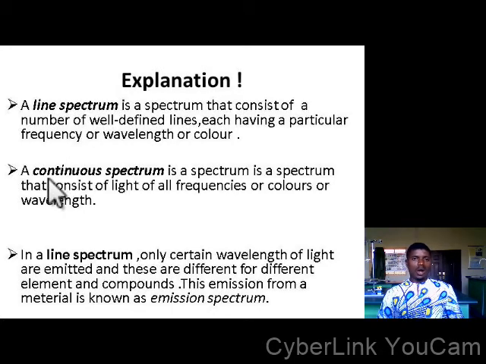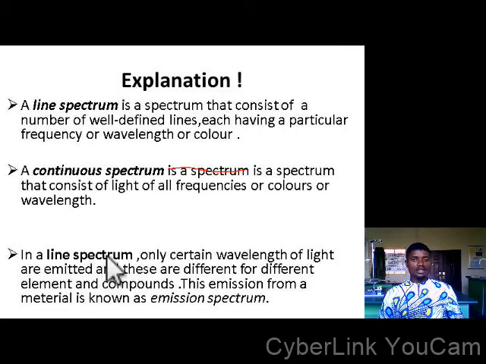So, what is a continuous spectrum? A continuous spectrum is a spectrum that consists of light of all frequencies or colors or wavelengths.